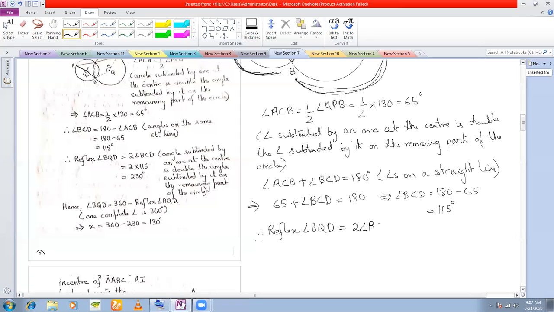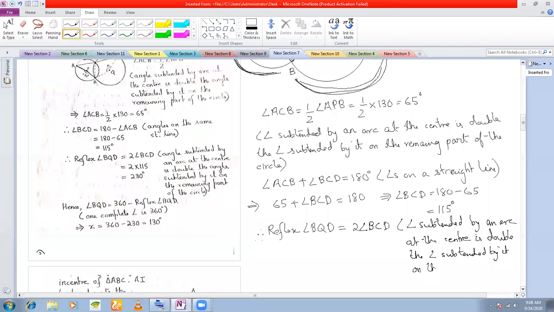Reason is, again, angle subtended by an arc at the center is double the angle subtended by it on the remaining part of the circle.